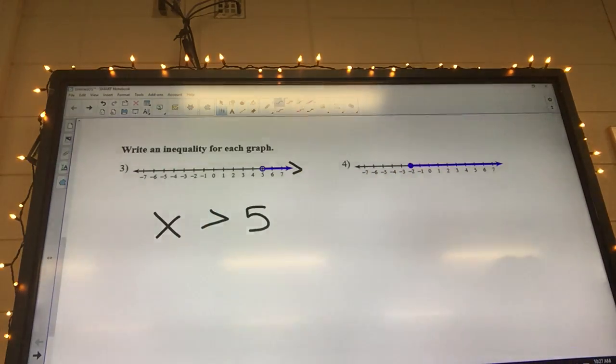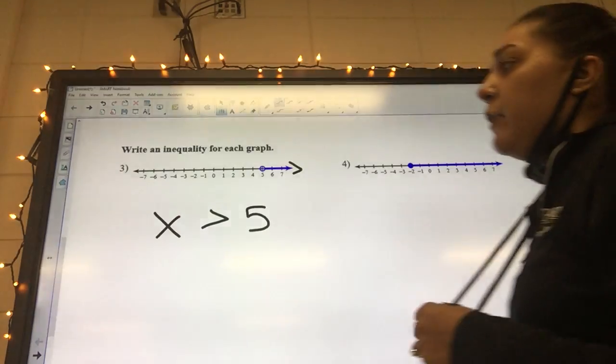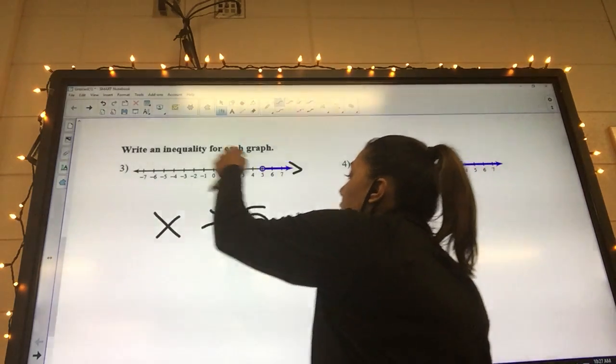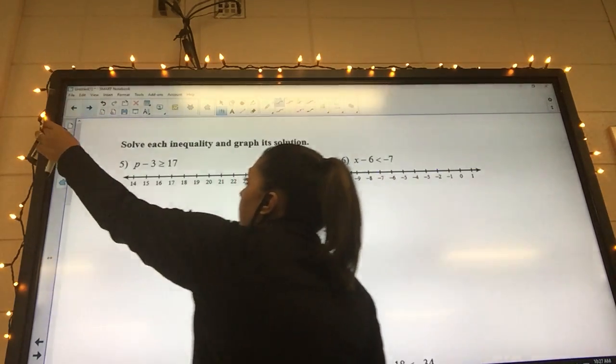Now we can say, well, is it open or closed dot? Open. It's open, so should it have a line under it or not? These are the ones that people were struggling with yesterday. They're so easy to write, but I think you guys just forgot. Does it need a line under it or no? No. Okay, when would it need a line under it? If it's closed, if it's colored in, then we would need a line under it.